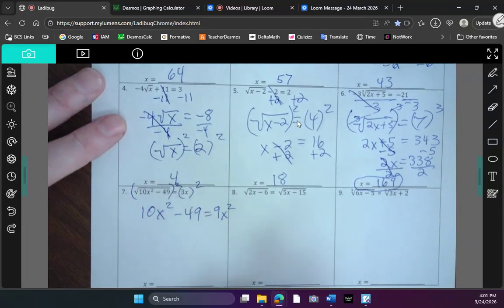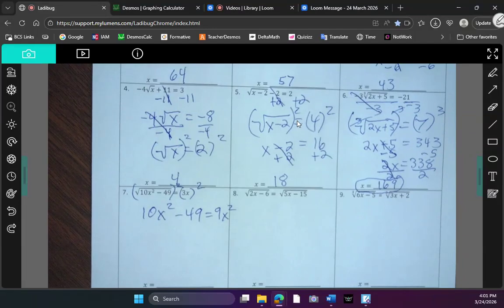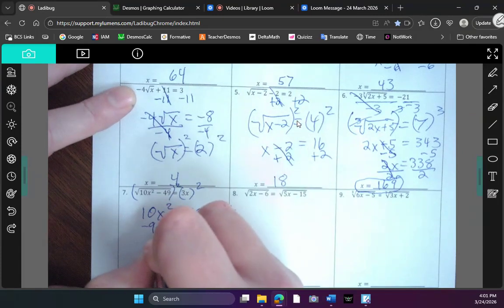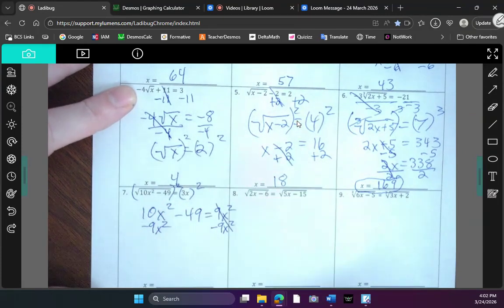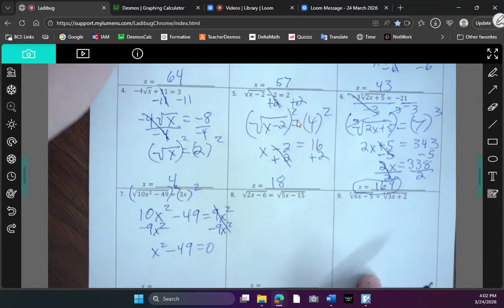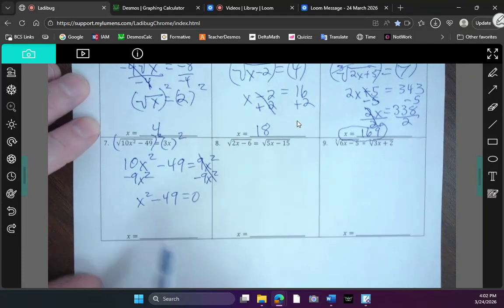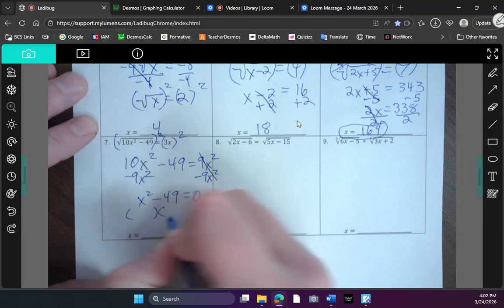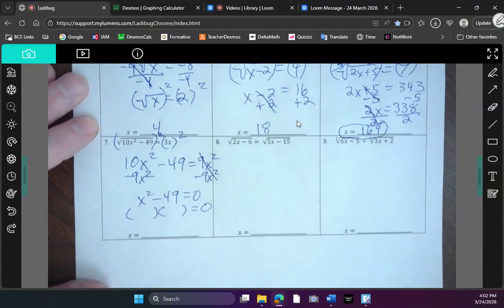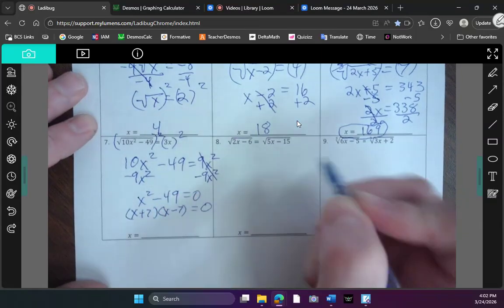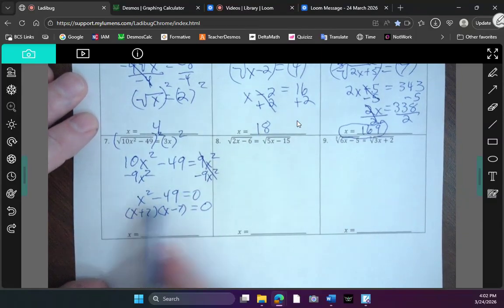Since we have an x squared, we want to move everything to one side. 10 minus 9 is 1x squared minus 49 equals 0. Hopefully you remember from Unit 2 that you must solve this by factoring. There's actually a few other ways to do it, but I'm just going to stick to factoring. And we're going to have x plus 7 and x minus 7. Hopefully you identify that as a difference of two squares.